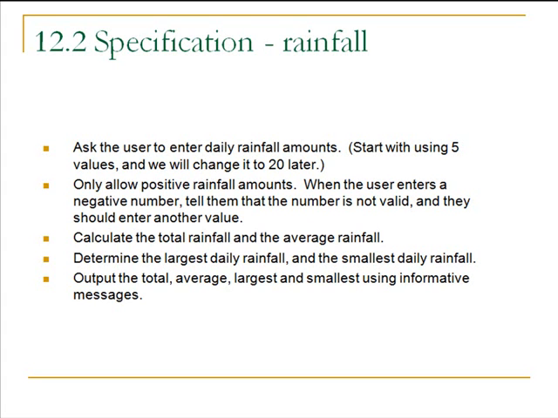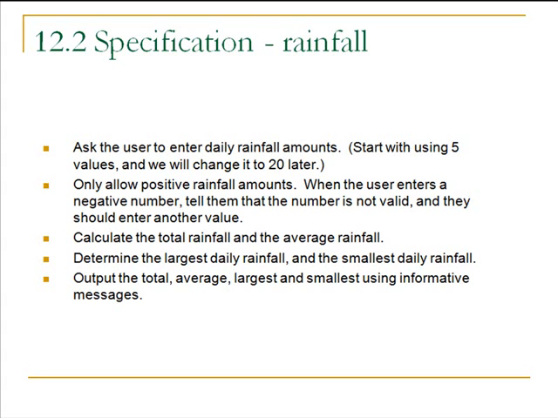We're going to ask the user to enter daily rainfall amounts, and we'll start out with 5 and maybe change it to some other number later. And the spec also says only allow positive rainfall amounts. So it doesn't really make sense to say we had -1 inch of rain today. So when the user enters a negative number, we're going to tell them that that's not valid and have them enter another number. The next thing we're going to do is to calculate the total rainfall and the average rainfall.